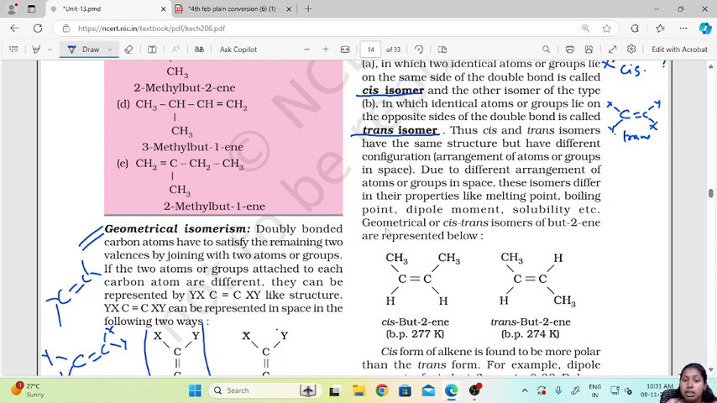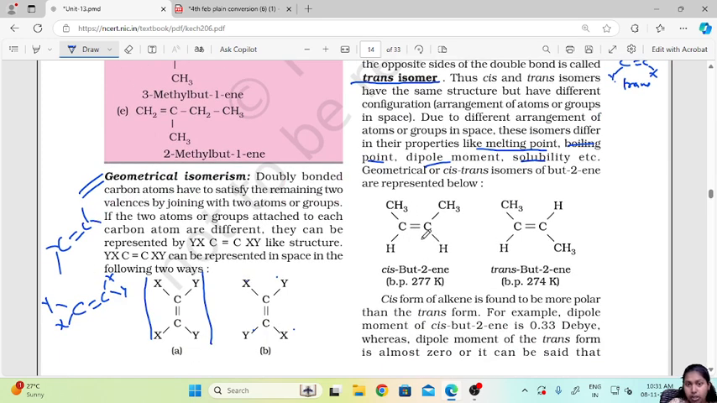So because of their difference in spatial arrangement, they can have different properties. The melting point, boiling point, dipole moment, and solubility can change. Okay, now geometrical or cis-trans isomers of butene are represented here. Now this is an example, butene. Now this is cis-butene because both methyl groups and hydrogens are on the same side. Now here they are on the opposite side.